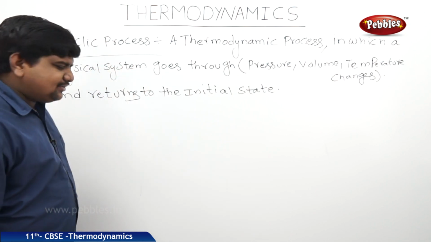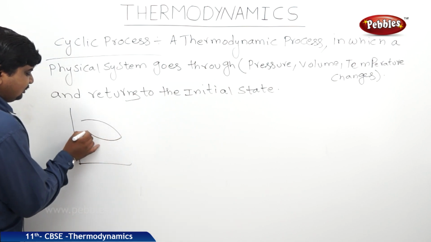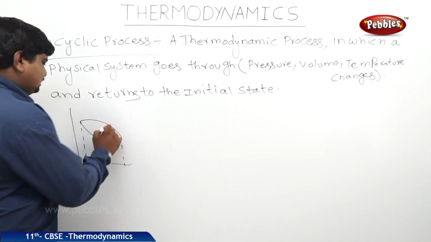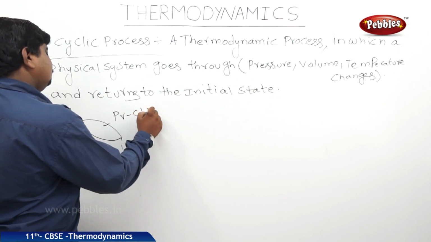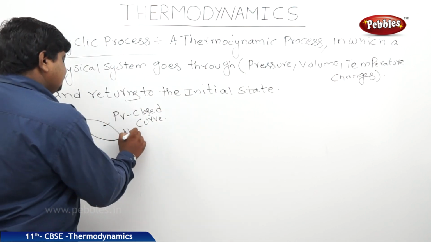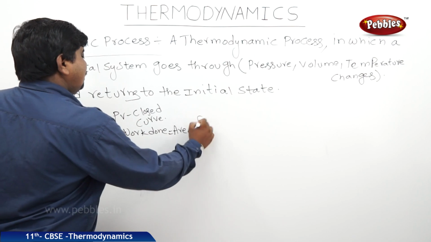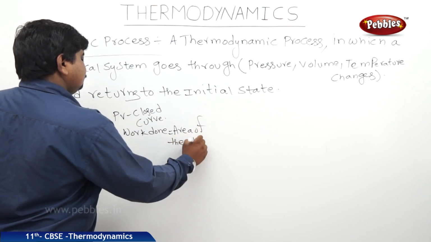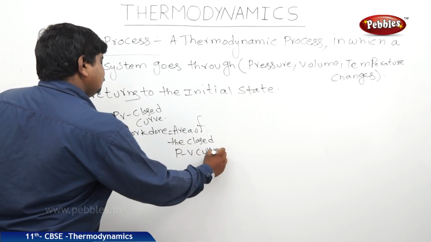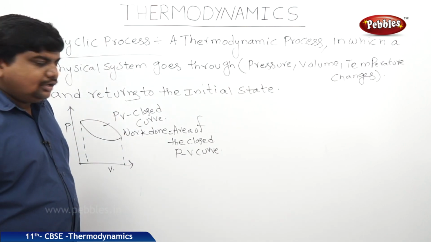As we discussed the graphs earlier, the graph will be like this. Again it is coming to the original state. So the PV curve is a closed curve. The area of this curve will give the work done in this process. So work done is equal to the area of the closed PV curve. This is along pressure, this is volume.